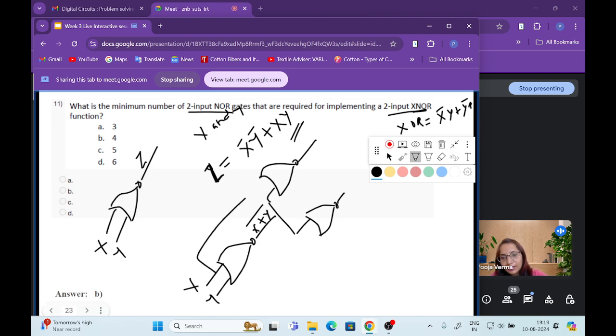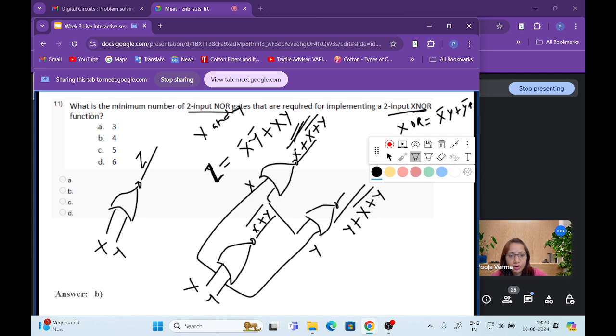So X is giving the next output and Y is given. So X and Y are given to both NOR gates, one input each: X is given here and Y is given here. Now check what would be the expression. So the expression here is (X plus Y) bar, right? And what will be the output of this NOR gate? Y plus (X plus Y) bar.